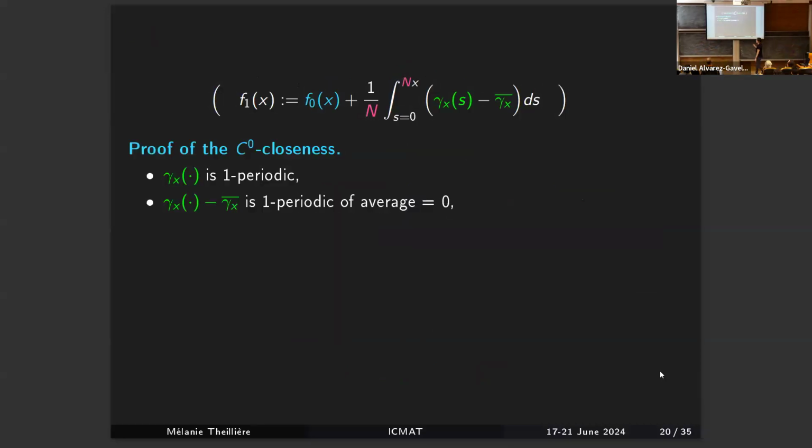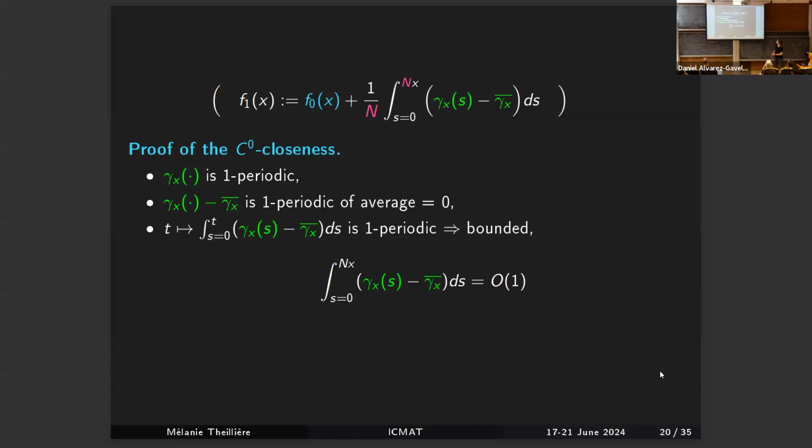First, the C0 closeness. Just note that we choose a loop to encode the corrugation. A loop is a one periodic map. So a loop minus its average is a one periodic map of average 0. This means, in fact, that this integral is again one periodic, so bounded. Bounded means it's a big O of 1. So I just put this big O of 1 in the formula, and we obtain that the new curve is just the previous curve plus an error in a big O of 1 over n.